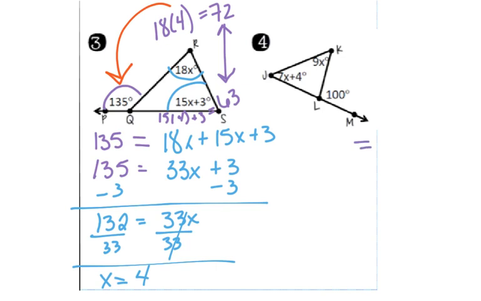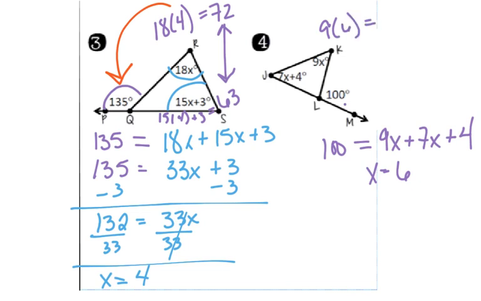All right, so on this one, I've got 100 degrees. That's my exterior angle. It will equal 9x plus 7x plus 4. Again, if you want to use your calculator feature, absolutely go for it. So here, x is going to equal 6. So if I plug in 9 times 6, the measure of angle K would be 54. And then 7 times 6 plus 4, so the measure of angle J would be 46. So that's it for this video.